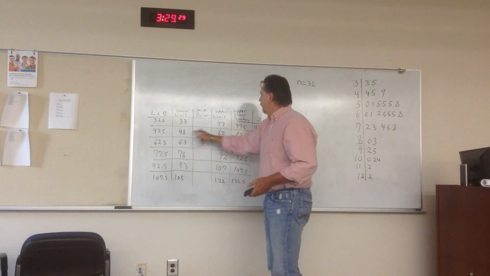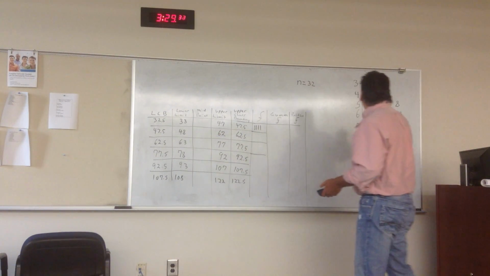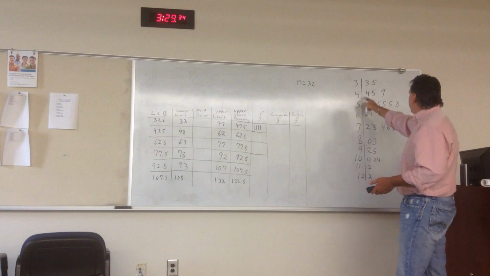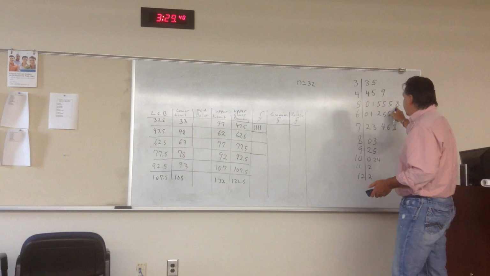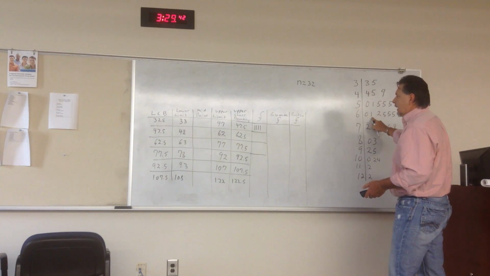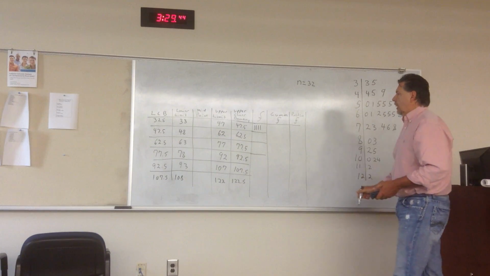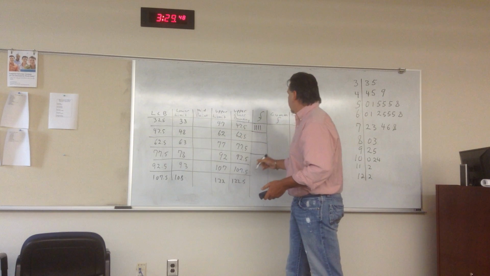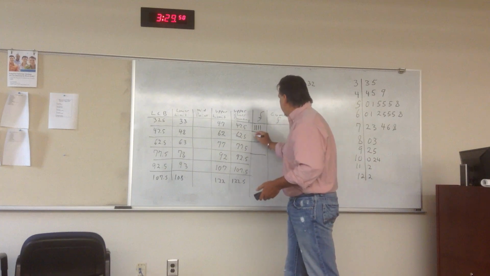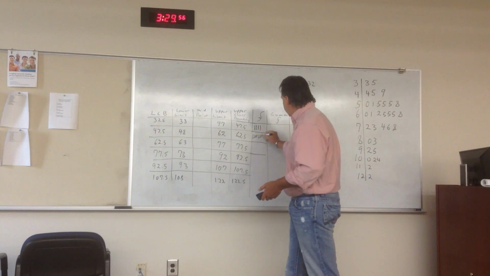Now I'll come down to 48 to 62. I'll start counting. I've got 49, which will be 1, 2, 3, 4, 5, 6, 7, 8, 9, and 10. So I have 10 data points in this particular class. So I'll make my tally marks, which are 1, 2, 3, 4, 5, 6, 7, 8, 9, and 10.